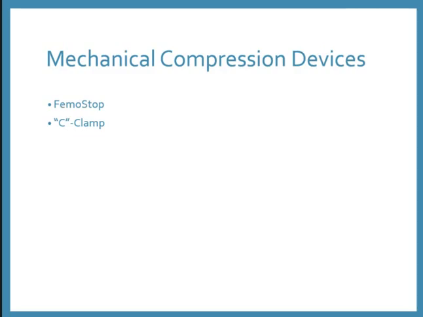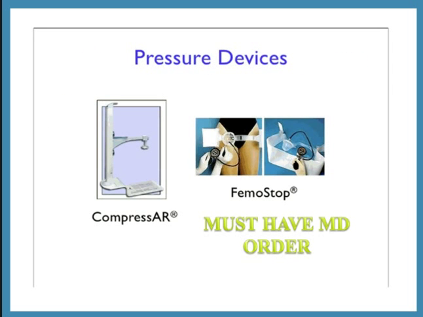Mechanical compression devices, there are several of them out there. There's the FemStop that most people are pretty familiar with, and then there's what we call a C-clamp or a compressor. Off to the right is a picture of the FemStop, and off to the left is the compressor. The FemStop works with a manometer like you have on your blood pressure cuff, so you air it up 20 millimeters of mercury above the patient's systolic blood pressure, and then you'll slowly over time decrease it once hemostasis is achieved.